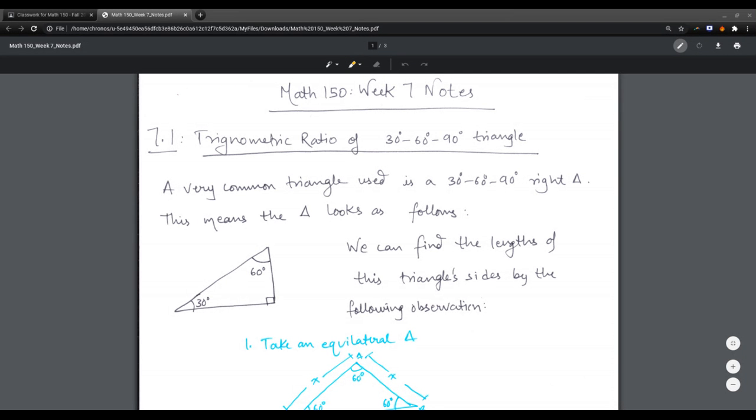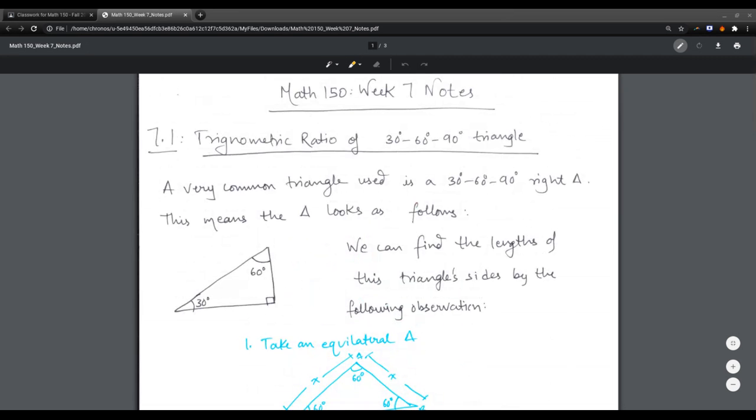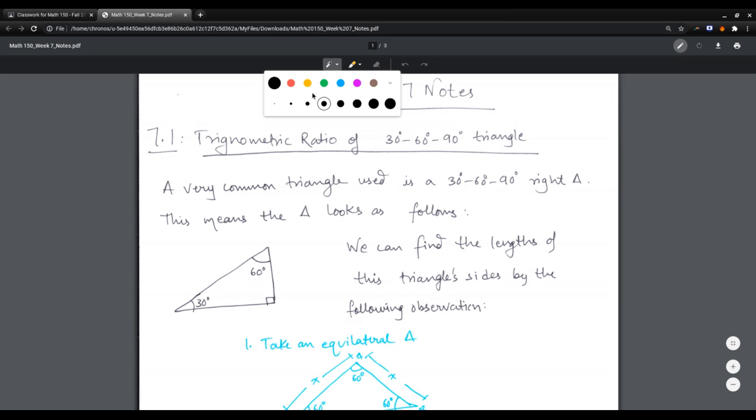We are going to continue talking about right angle triangles and in particular trigonometric ratios. Last week we defined what a trigonometric ratio is, the 6 different kinds of trigonometric ratio which you can find based on the given dimensions of the right angle triangle. Today we are going to look at a very specific triangle which is called a 30 60 90 triangle.